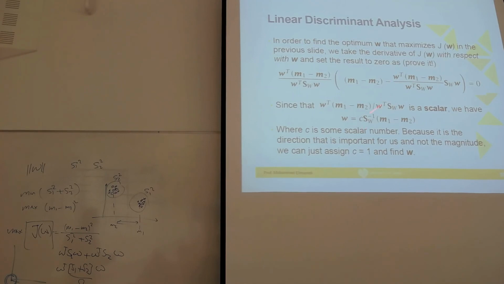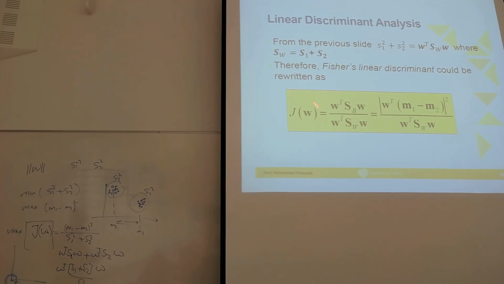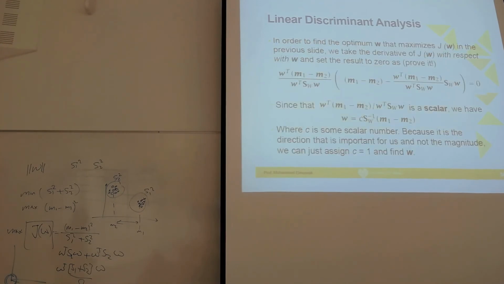So we just put it as a scalar C or constant C, and then we solve for W. The optimum weight that we obtain in this case is given by C times the inverse of the total of the covariance matrices times (M1 minus M2). This gives you the optimum weight vector that achieves our requirement to maximize this function, which means maximizing this and minimizing the variance of each element.